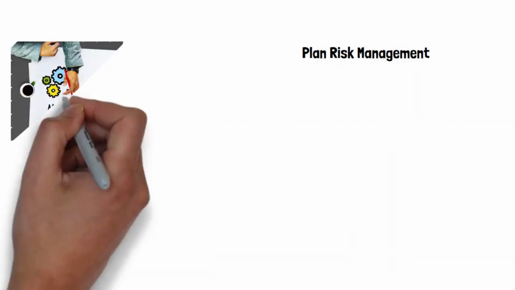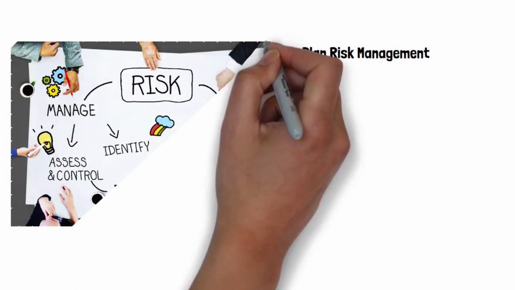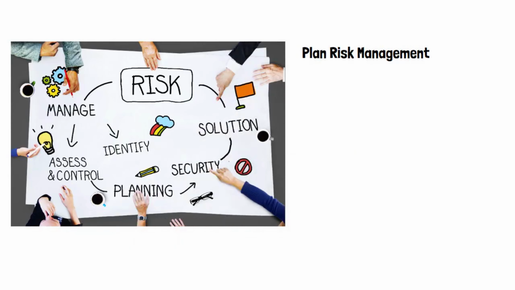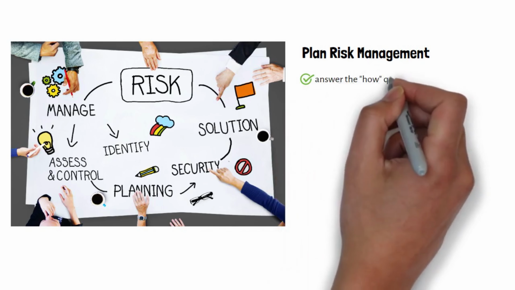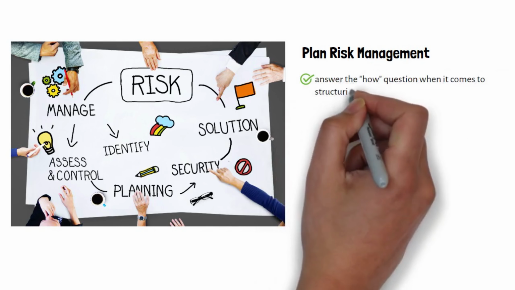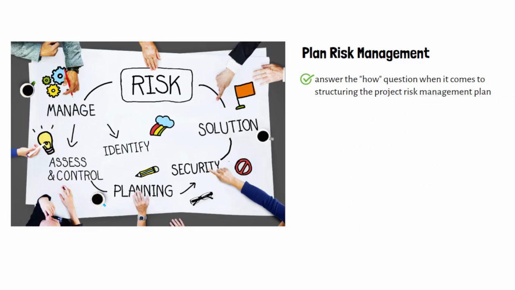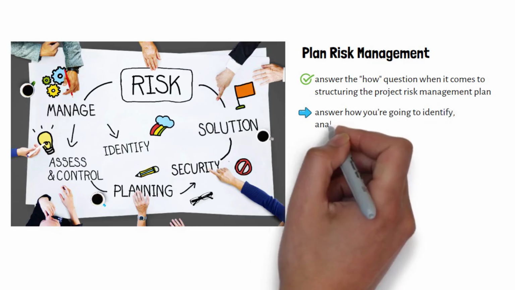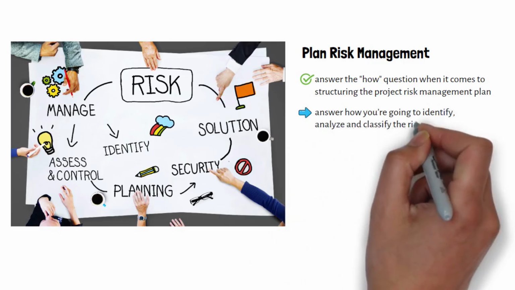Plan risk management. In the plan risk management process, you make the overall plan to define how you are going to perform the miscellaneous risk management activities. You answer the how question when it comes to structuring the project risk management plan. For example, you will answer how you're going to identify, analyze, and classify the risks at this step.